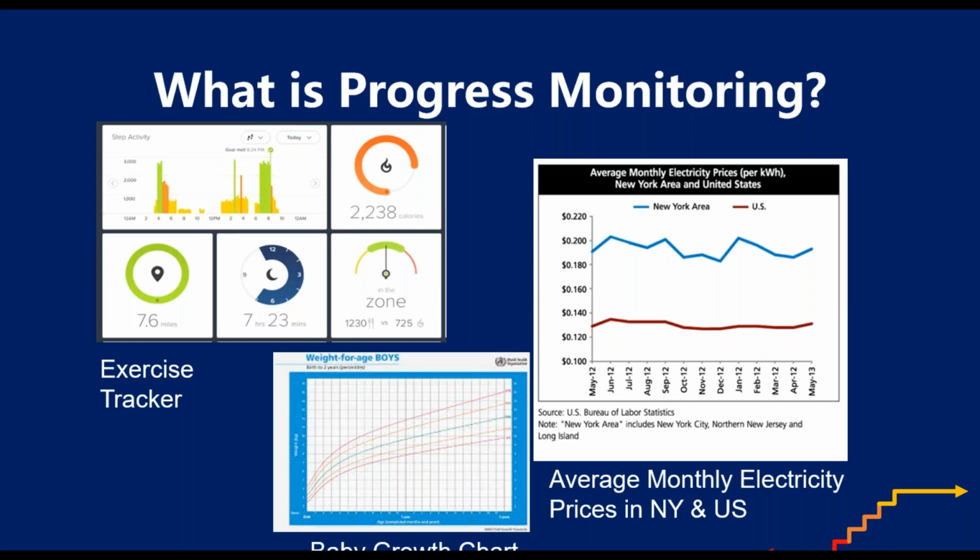So characteristics of progress monitoring tools for math are that they should be quick and easy to administer. They should have multiple parallel forms so that we're assessing the same thing.